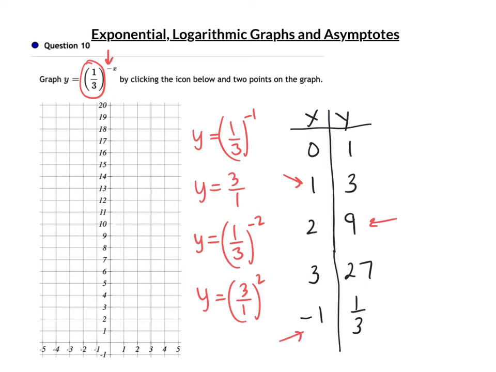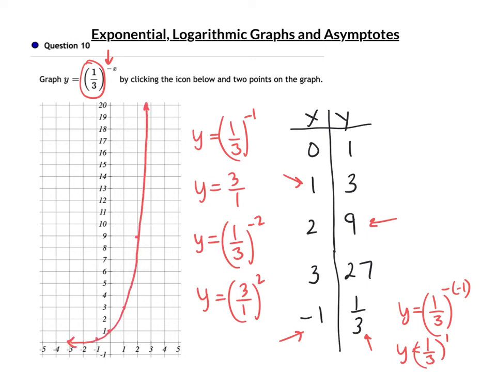And then I also picked a negative to see what would happen. When I plug in -1, it becomes the opposite of -1. And we get y equal 1/3 to the first power, or just 1/3. You should get a graph that looks something like that.